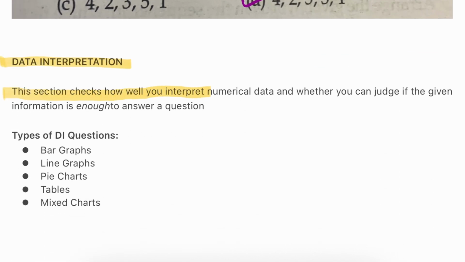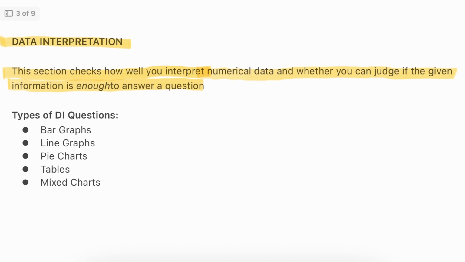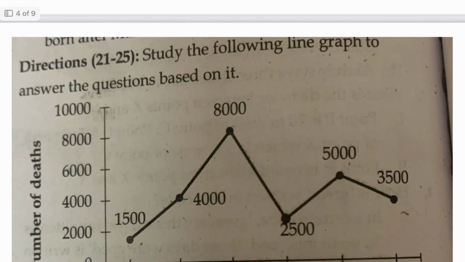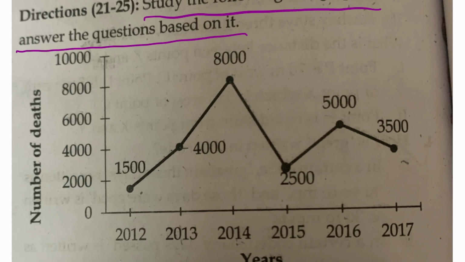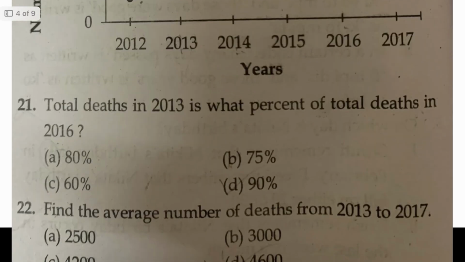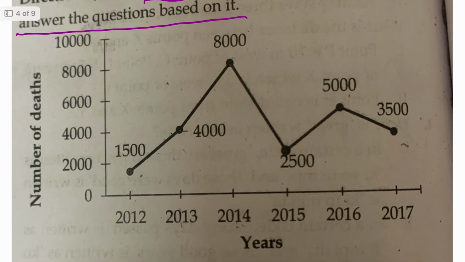This section checks how well you interpret numerical data and whether you can judge if the given information is enough to answer a question. There are types of data interpretation using bar graphs, line graphs, pie charts, tables, and mixed charts. So I will show some examples here. For the first question, study the following line graph to answer the questions based on it. They will give a particular graph with particular data and ask questions. First observe the graph. As you can see, the number of deaths is on the y-axis and the years are on the x-axis.